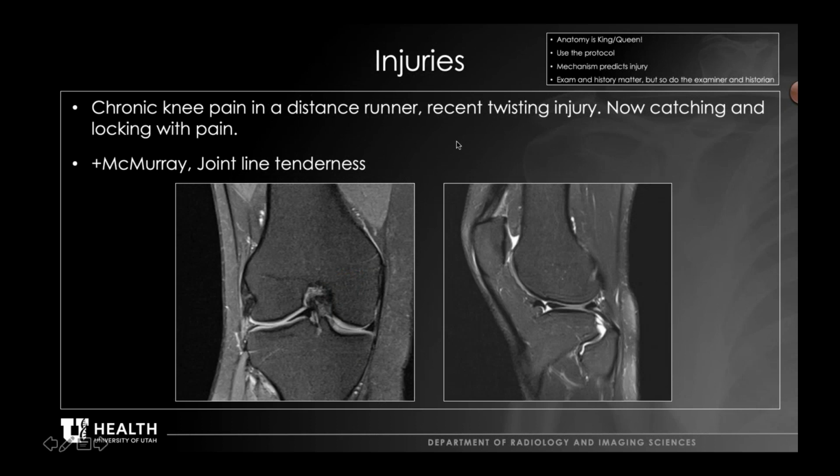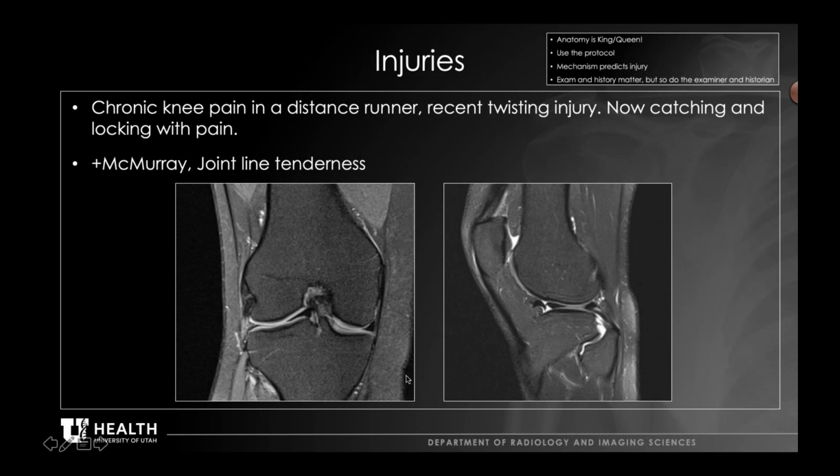Okay, moving on. So this is a patient with chronic knee pain. They were a distance runner and they had a recent acute injury. And now they're having catching and locking with pain. They have a positive McMurray's and joint line tenderness. Okay, so again, fluid sensitive sequences. We have a coronal sequence here, a sagittal sequence here. I'll give you a second to look at those and see if you can spot an abnormality. This is a case where there is relatively little edema, so this makes it a more challenging case.